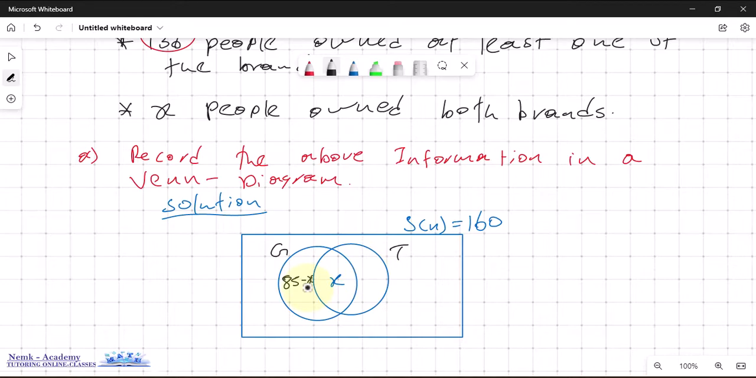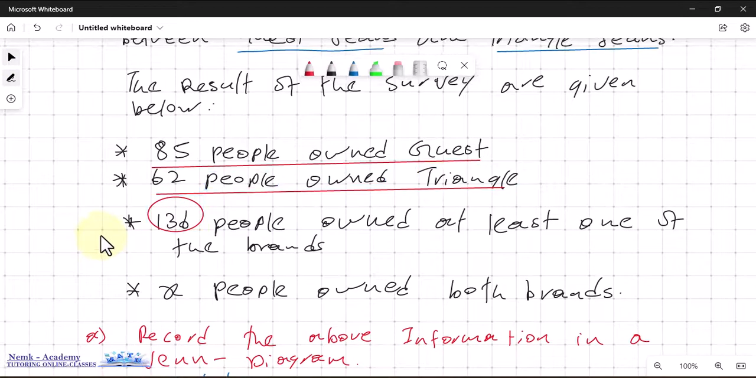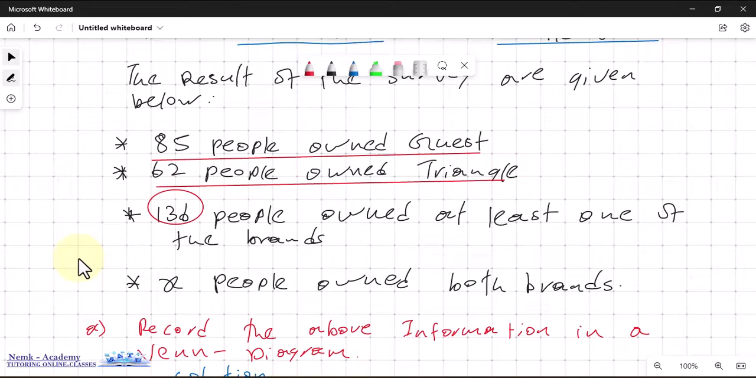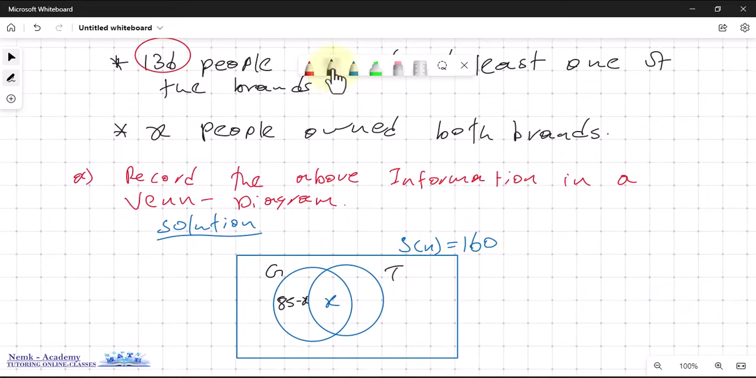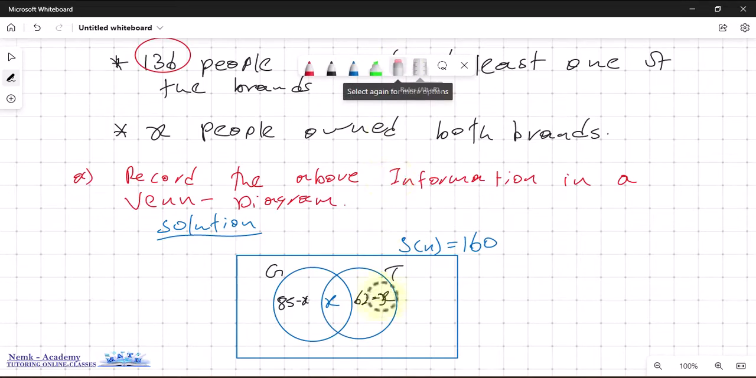Then on this one, let's see how many own Triangle jeans. 62 people own Triangle jeans, but out of those 62, we still have those who own both Guess and Triangle jeans. So I'm going to subtract X here: 62 minus X. There it is. Thank you. 62 minus X. Then this is your X. So does it make sense?